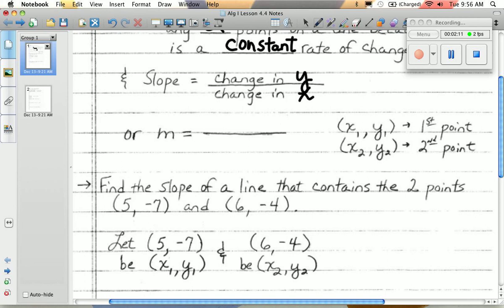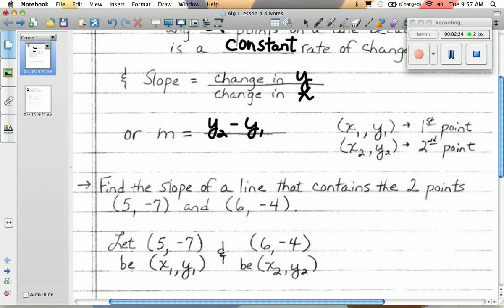What does little m stand for? It's the abbreviation for slope, isn't it? So what is the slope formula? Anybody know it? Jared? y2 minus y1 over x2 minus x1. Yeah, y sub 2 minus y sub 1. Well, what is y sub 2? What do they mean by that? And what's y sub 1? What do they mean by that?